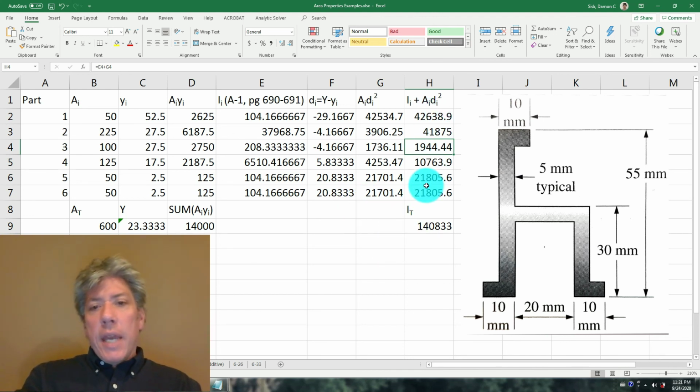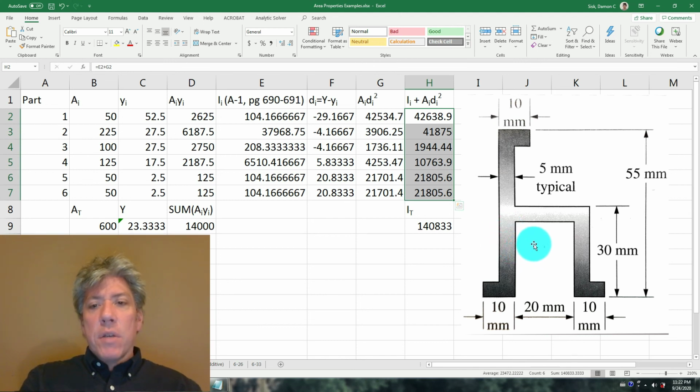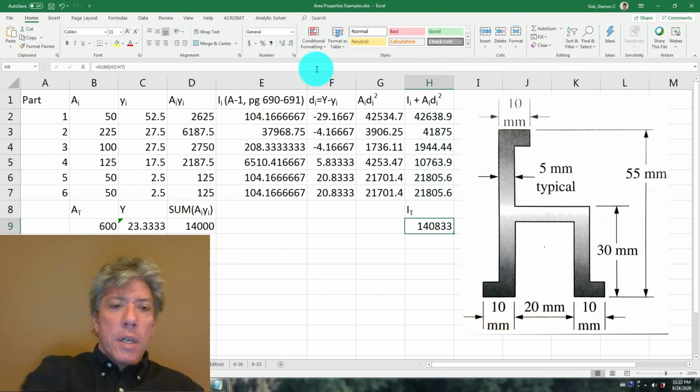Now, at the end, since I want the moment of inertia for the whole shape through the centroid, notice that all of these have used the parallel axis theorem in order to move the effective axis of each of the individual areas to where they are all through the centroidal axis of the whole shape. And so to get the area moment of inertia, the second area moment of the whole shape, you just add them all up together. And so that's what's being done here.